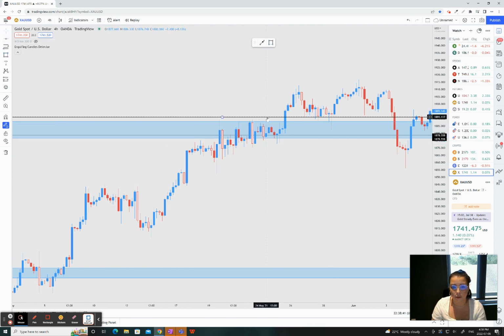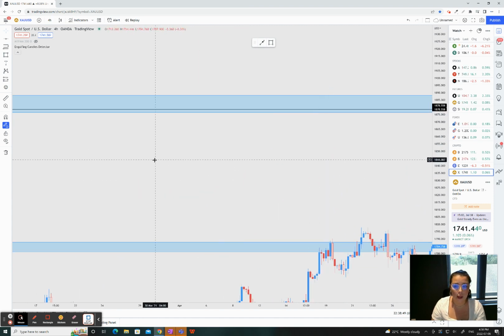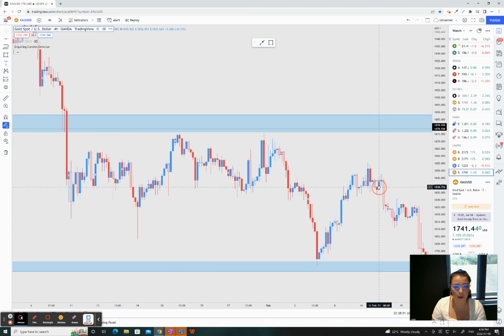Now I'm going to get rid of this. We're just going to do this one. And now we're going to validate this zone, okay? So we're going to go back and make sure there were at least 3 wick touches. And okay, so this is a really good example because I would move this.